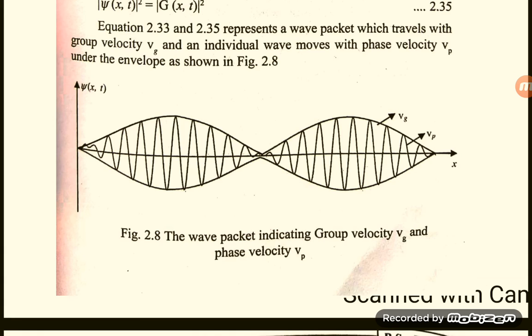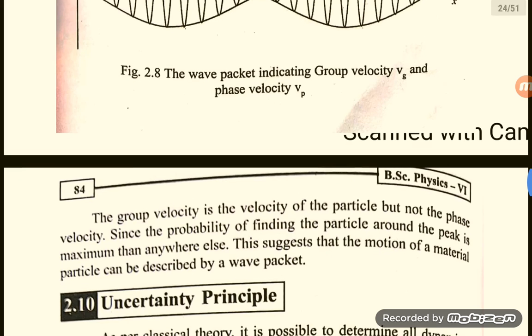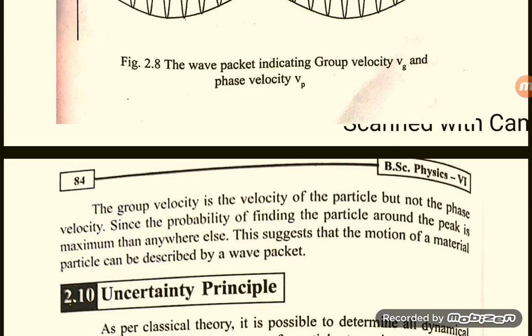So where the maximum amplitude is there, the particle's linear velocity will decrease, right? Where the amplitude is minimum, the particle's linear velocity is maximum, right? So the group velocity is the velocity of the particle, but not the phase velocity, since the probability of finding the particle around the peak is maximum compared to anywhere else. This suggests that the motion of a material particle can be described by the wave packet.